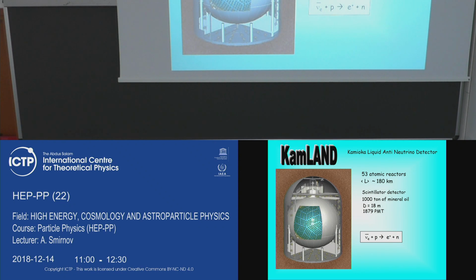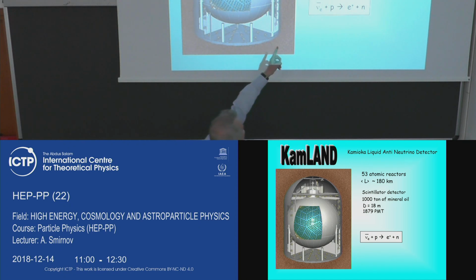And this is KamLAND, finally. This is the KamLAND detector. Now it's also operating, but it searches for neutrinoless double beta decay. It was first planned to study antineutrino interactions with the usual inverse beta decay from many reactors in Japan. At that time, reactors were operating. It was before the Fukushima disaster. After that, now essentially nothing works.